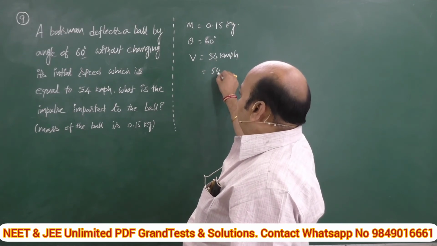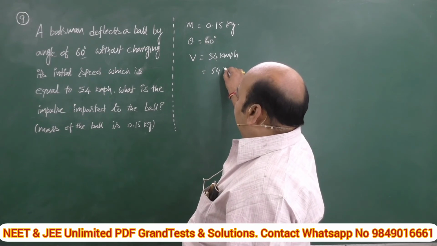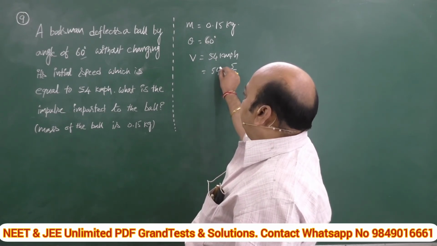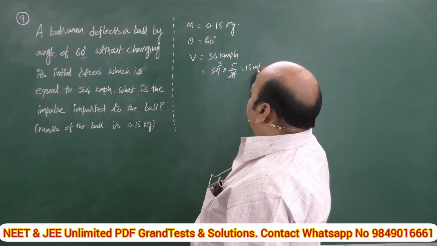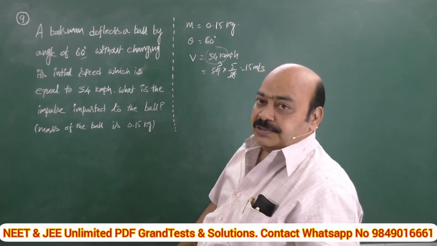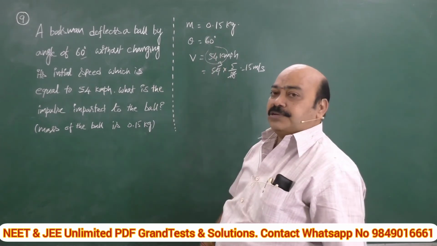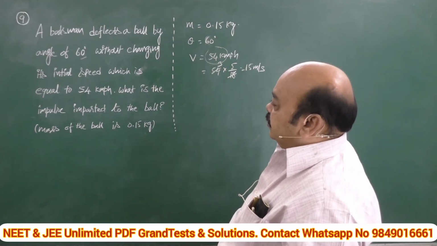To convert the kilometer per hour to meter per second, the multiplying factor is 5 by 18. 54 into 5 by 18, automatically 18 3s are 54 and 3 5s are 15. It comes to 15 meter per second, an important conversion. Generally students commit the mistake of keeping this as it is. If you go for calculation, you get wrong answer. Be careful.